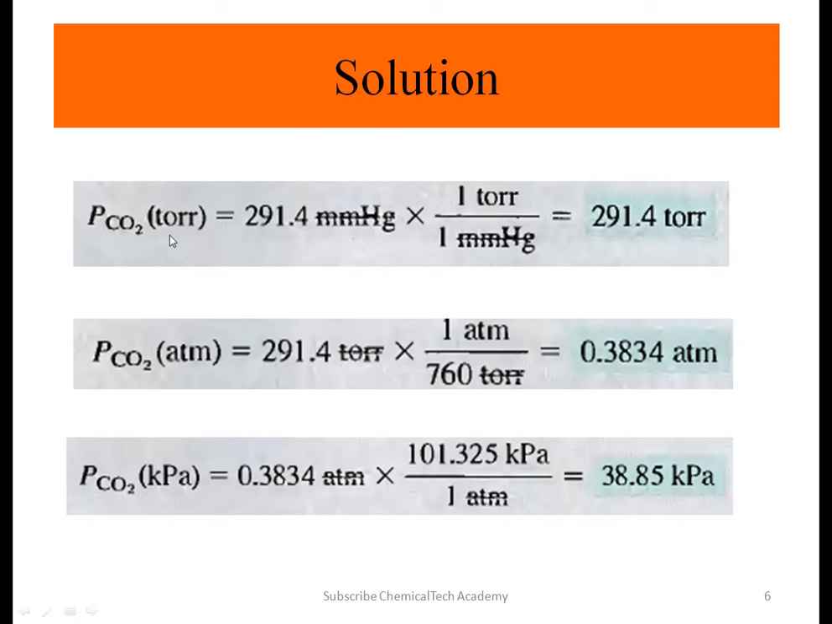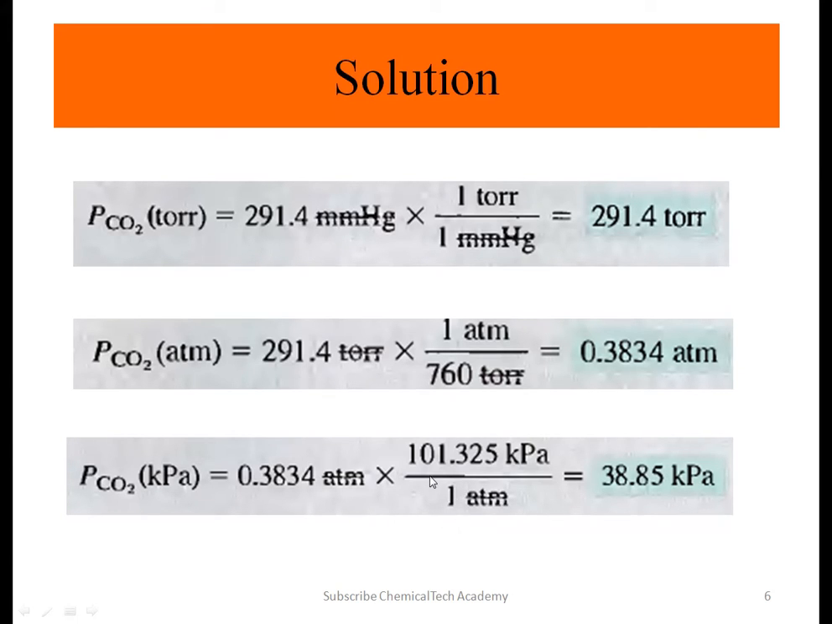So in terms of torr, we have 291.4 millimeter mercury, and we know 1 torr is equivalent to 1 millimeter mercury, so we have 291.4 torr. We need to convert it to atm. We say we have 291.4 torr. 1 atm is equivalent to 760 torr, so it's going to be 0.3834 atm.